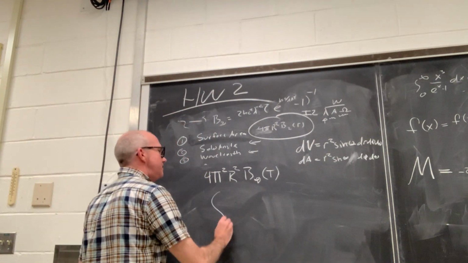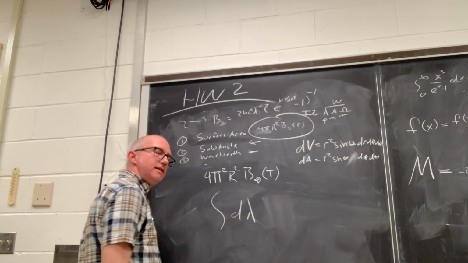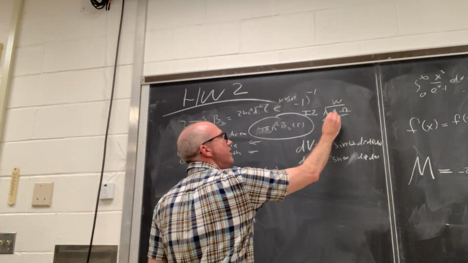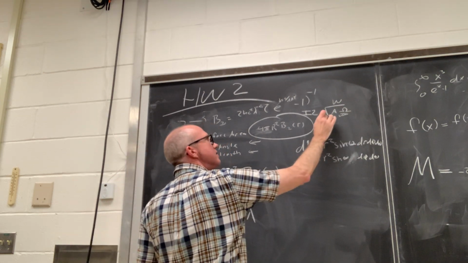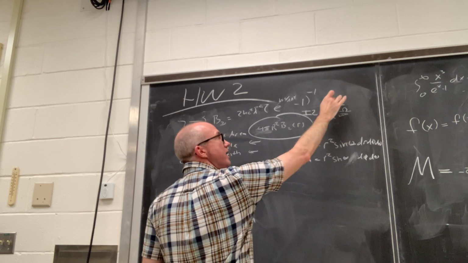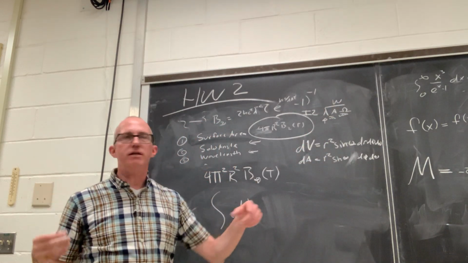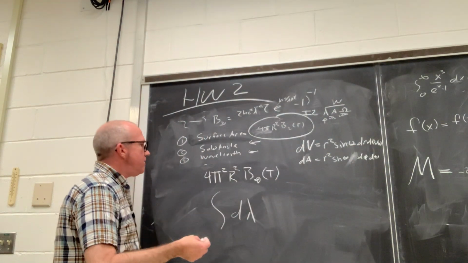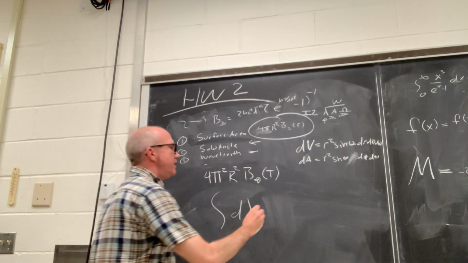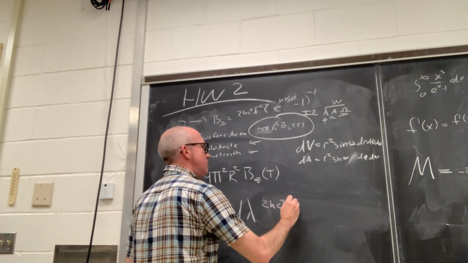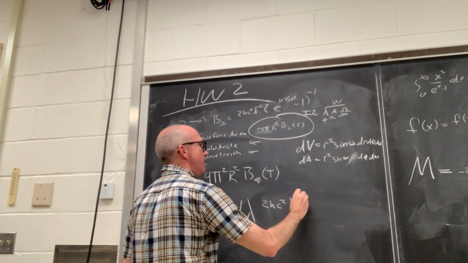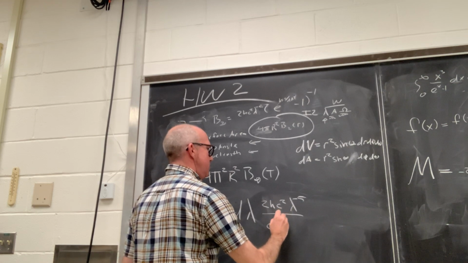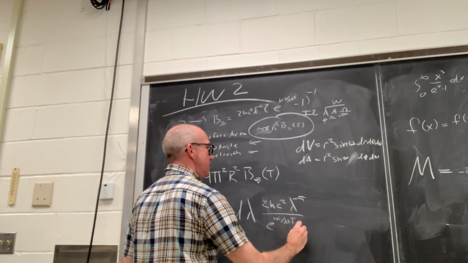So we got to integrate lambda. That's the only variable that we have left. So we've integrated the area and we've integrated the solid angle. So the only thing that's left is wavelength, and then we have watts. So every time I do an integral, I lose a unit, right? So now we're just integrating over d lambda, and I've got 2hc squared lambda to the minus 5 over e to the hc over lambda kT minus 1.